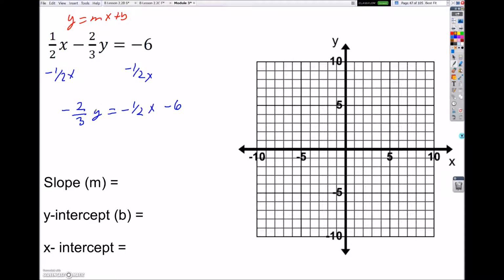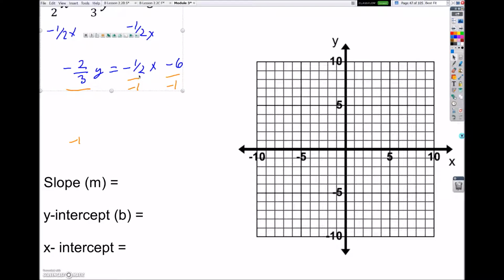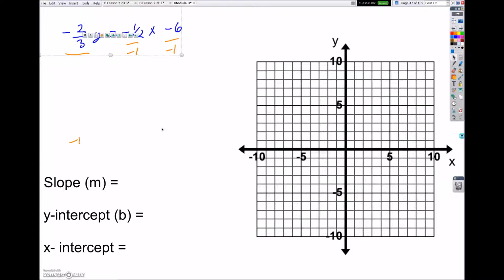Now, before I even deal with the fraction, I want to deal with the negative. I don't like solving these when I have a negative, so I'm just going to divide each and every term by negative 1. When I divide each and every term by negative 1, it turns all those negative values into positive values. So that would look something like positive 2/3 y is equal to 1/2 x plus 6.